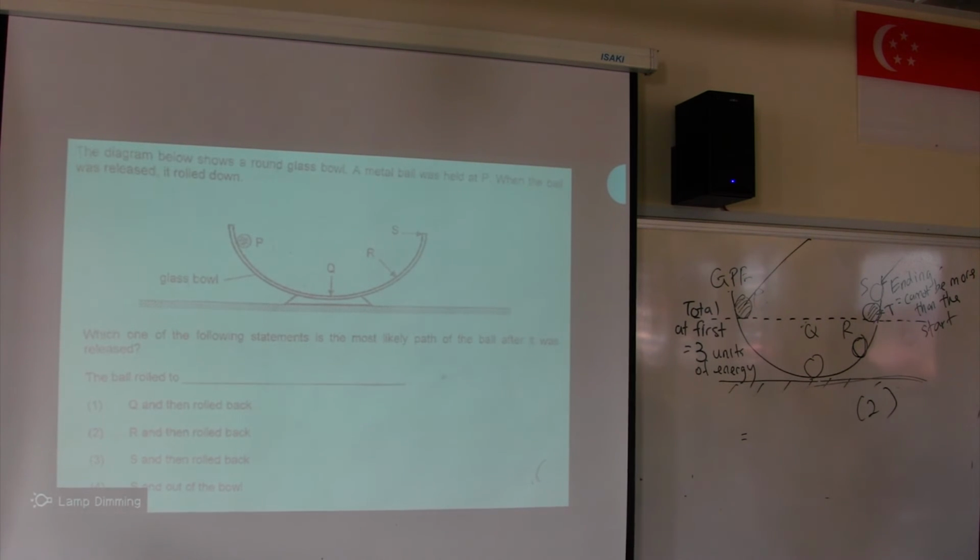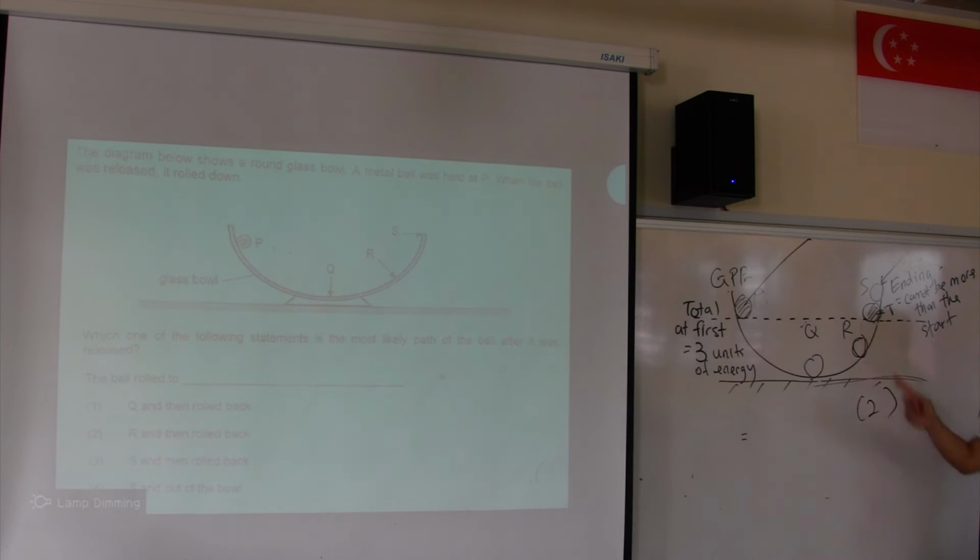I'm already telling you T is wrong. But why is T wrong? Agrees with me that T is wrong. But why is T wrong? Same one. I'm not having more now. Here is only 3 units of energy, 3 units of GPE.